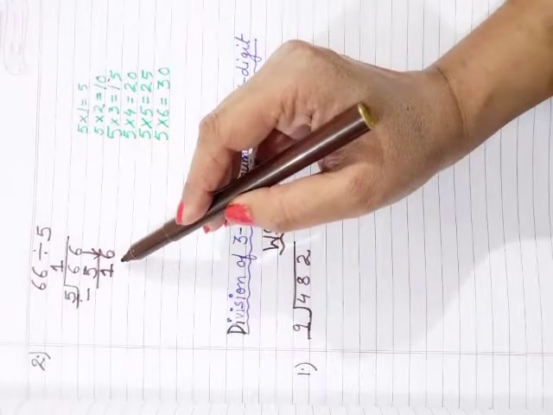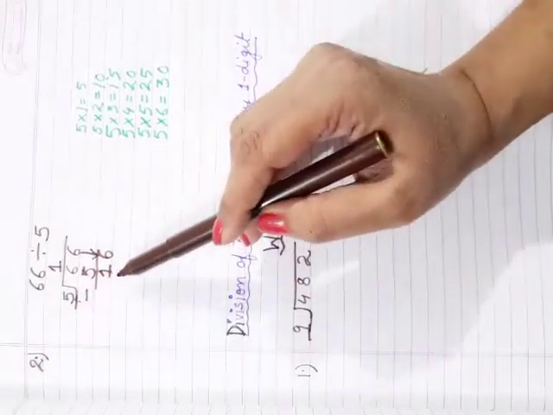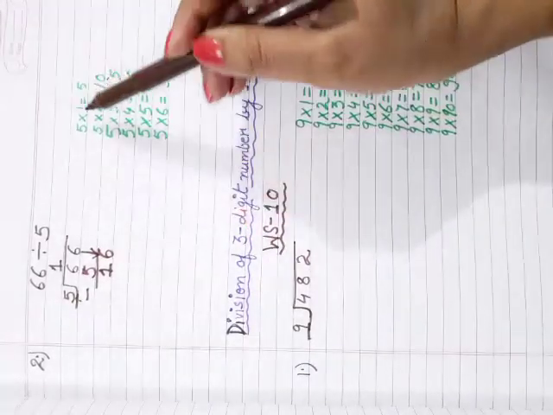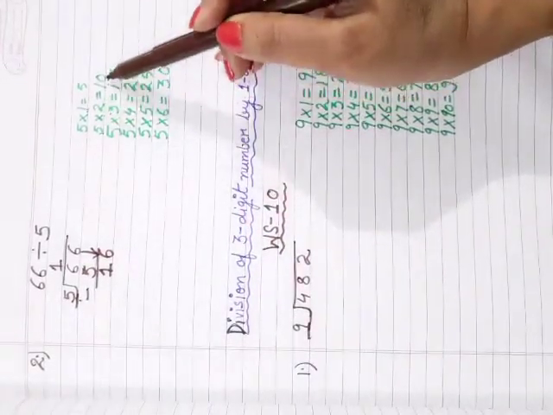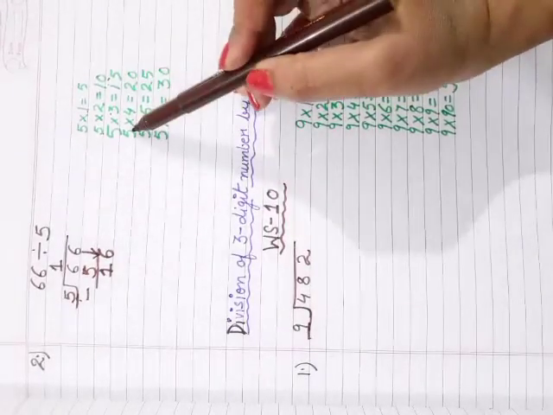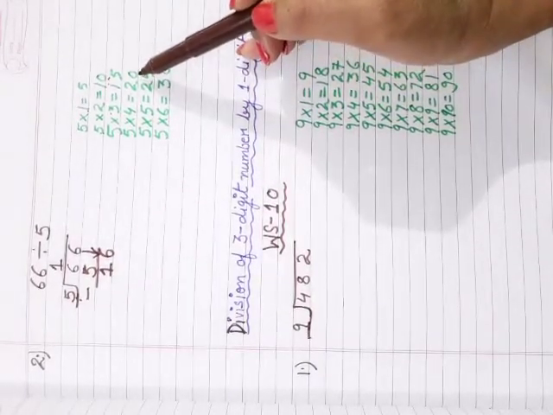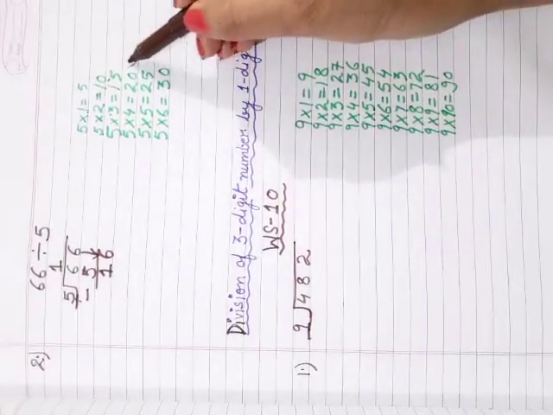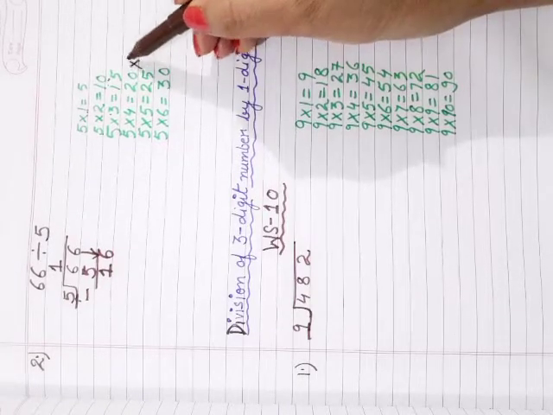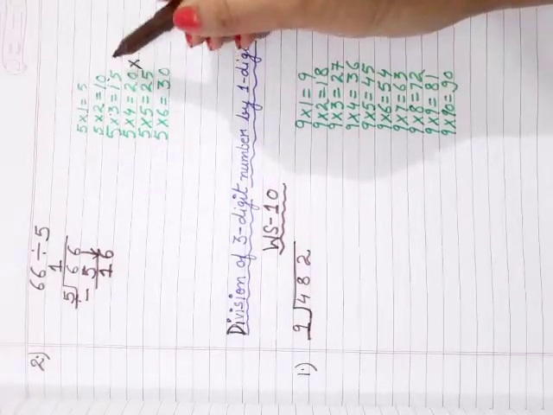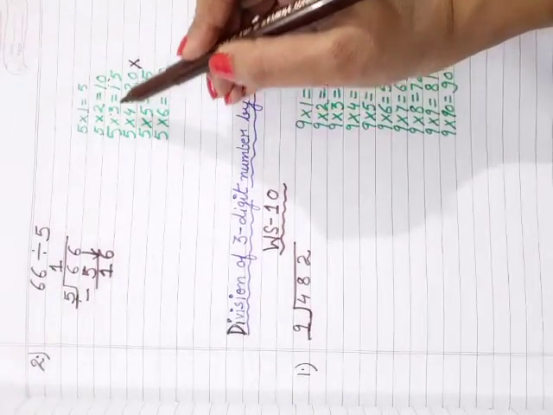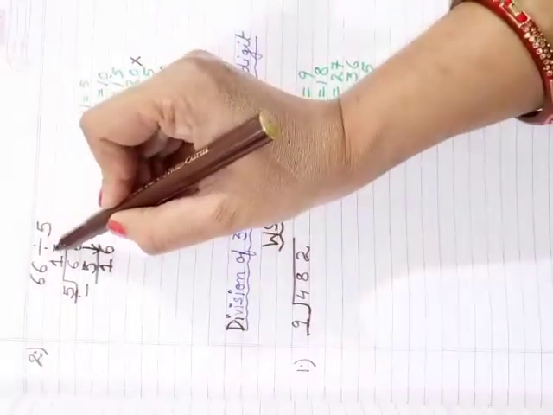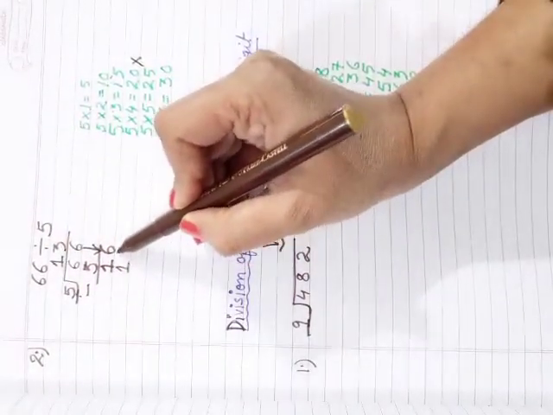So again we will recite the table of 5 up to 16 or more than 16. 5 1s are 5, 5 2s are 10, 5 3s are 15, 5 4s are 20. As 20 is greater than 16, we will stop our table at 20. We will not write 20, so we will move one step back. Here 5 3s are 15, we will choose. So we will write here 5 3s are 15.